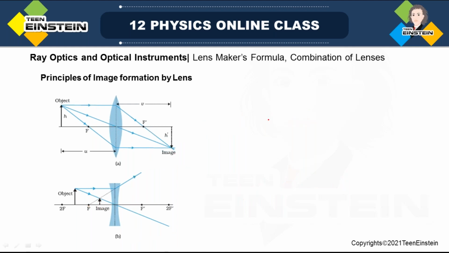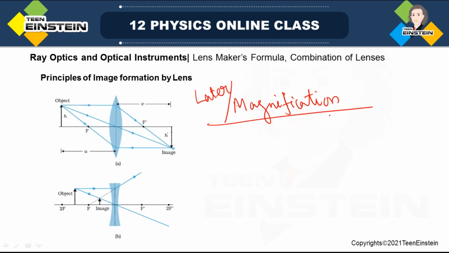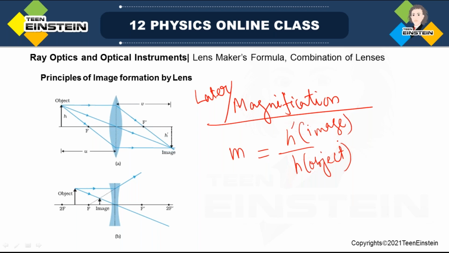Now one more point we have to discuss over here, what is called magnification. This is obviously called lateral magnification. What is magnification? Magnification is actually defined as the ratio of the height of the image to the height of the object. This is the object height and this is the height of the image.